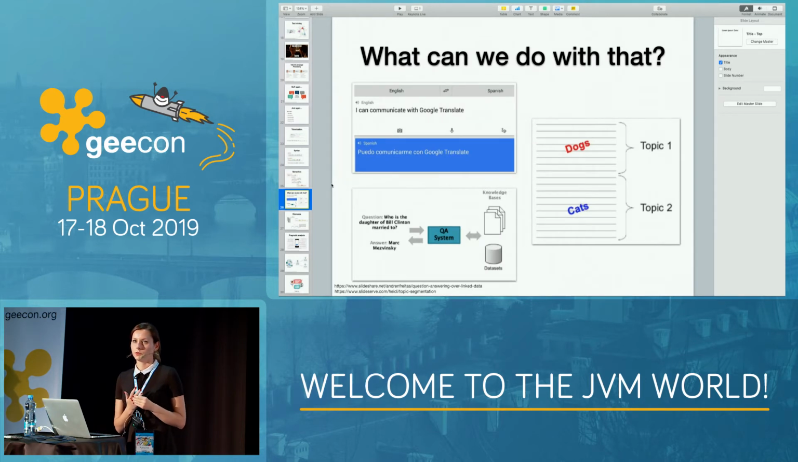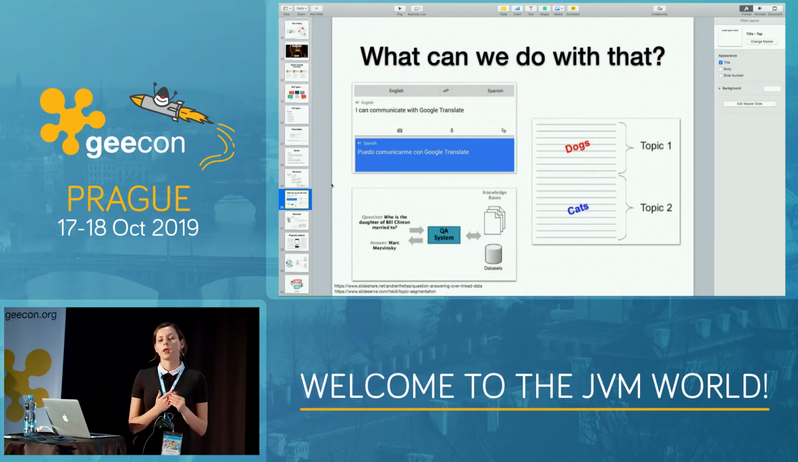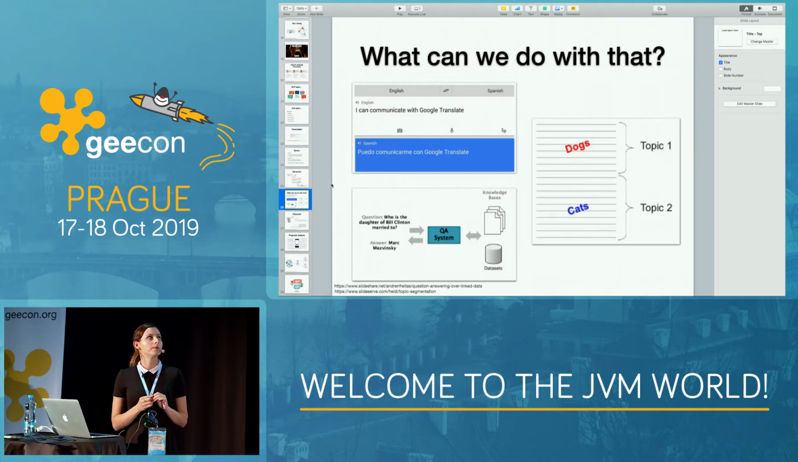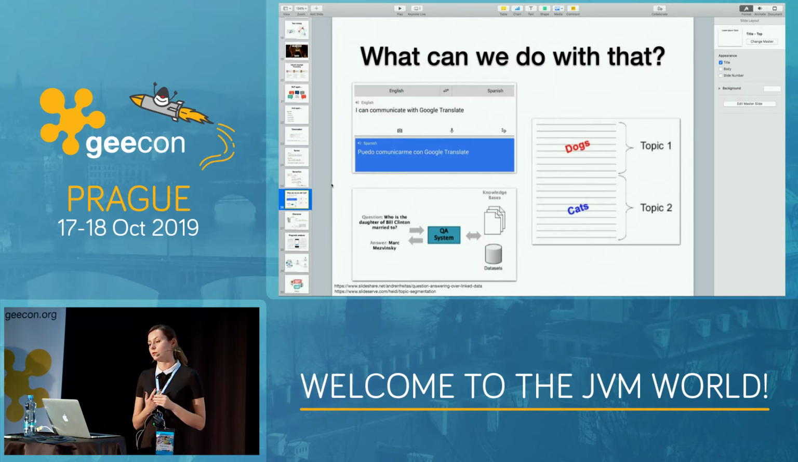What can we do with those parts? There are three very basic concepts. First is machine translation. The best machine translator right now is Google Translate. It can actually detect the language of a given text and translate it to any other.